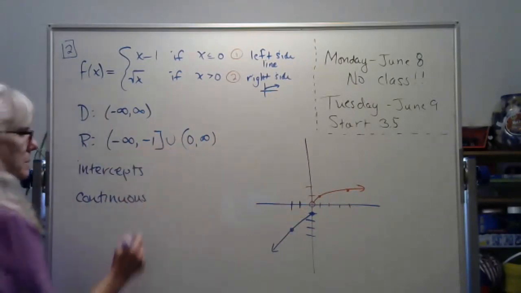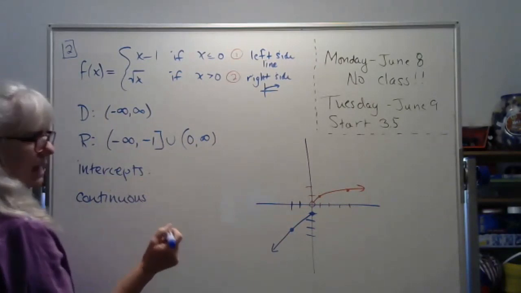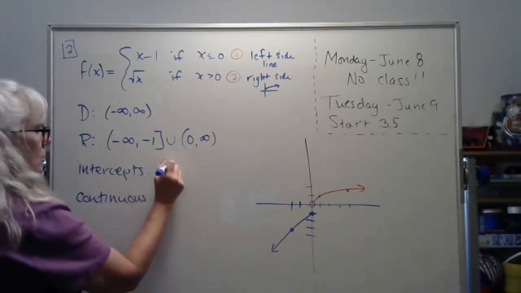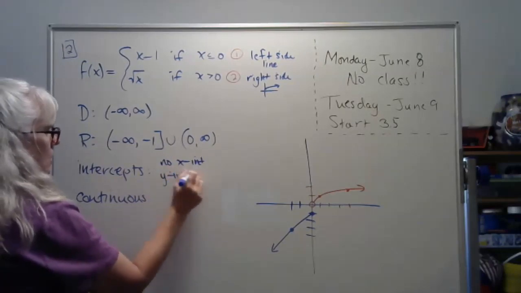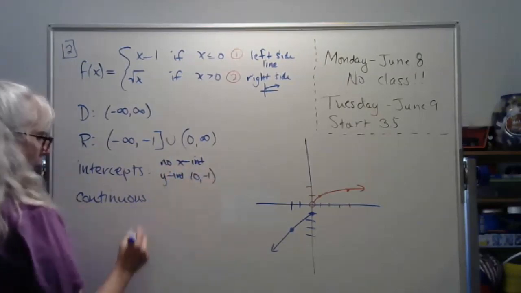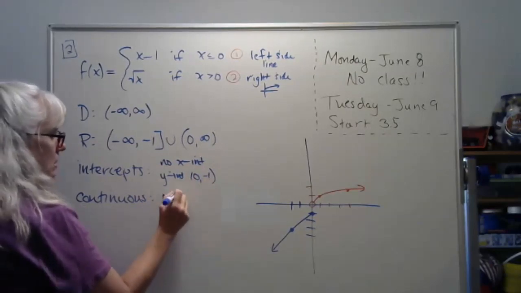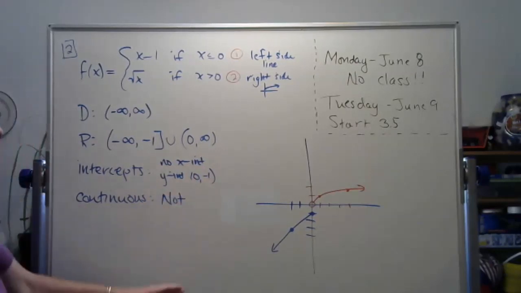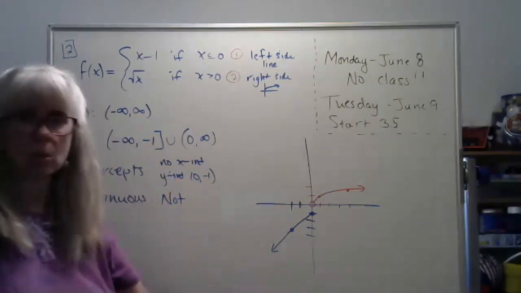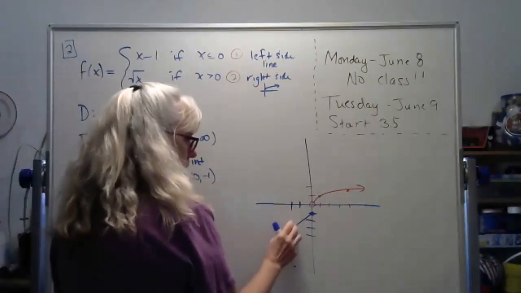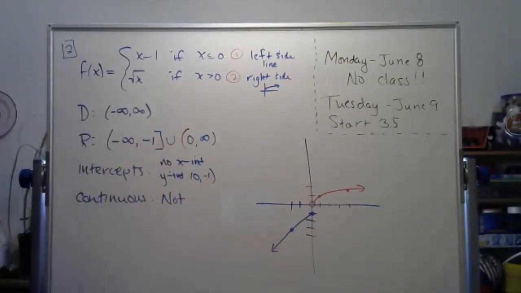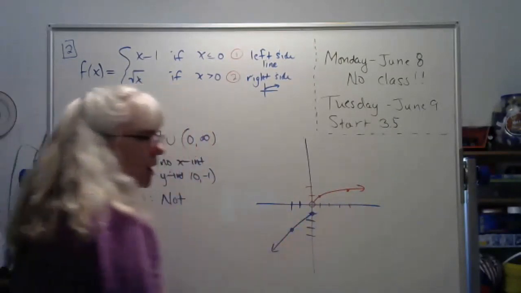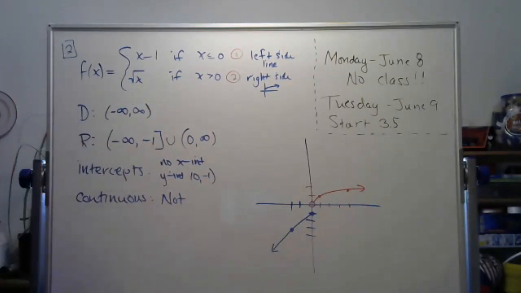Okay, in terms of intercepts, it has no x-intercepts. And the y-intercept is down there at 0, -1. And it's not continuous. The reason it's not continuous is I cannot walk along this without having to jump or fall. So I walk along it as a little bug, and I'm here, and I can't get to this piece up here without having to jump. So it's not continuous. I cannot retrace it without lifting off my marker. And that's your first piecewise function.